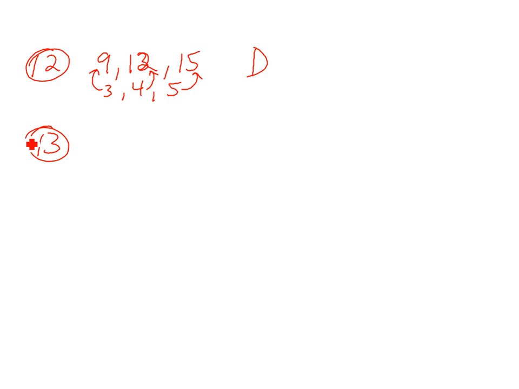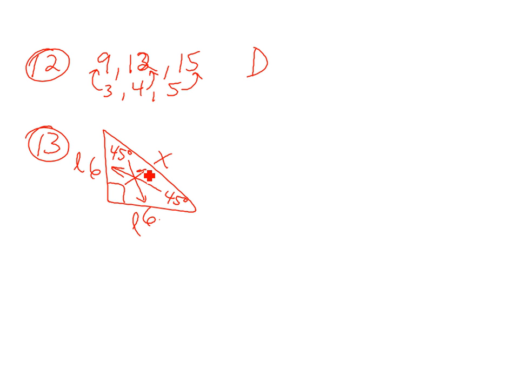Number 13. Again, you could have used Pythagorean theorem on that one. They give us this triangle. This side's 6, this side's 6, this side is x. Well, if these two legs are the same, then these two angles both have to be 45-degree angles. So it's a 45, 45, 90. Side across from the 45-degree angles is L and L. Side across from the right angle is L times the square root of 2.